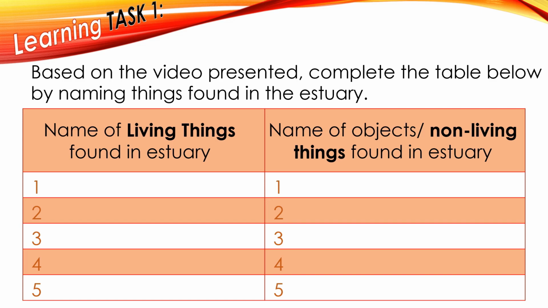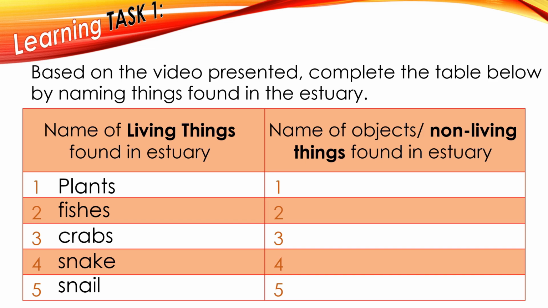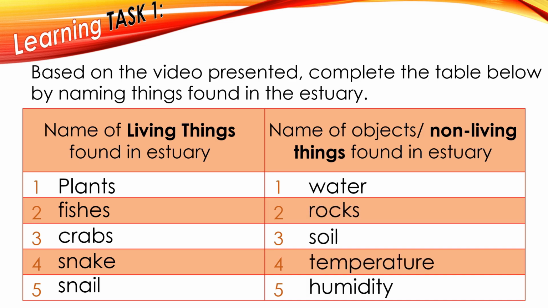And now for the living things, we have plants, fishes, crabs, snake, and snail. For the non-living things, we have water, rocks, soil, temperature, and humidity. And there are a lot of things that you can find in the estuaries.